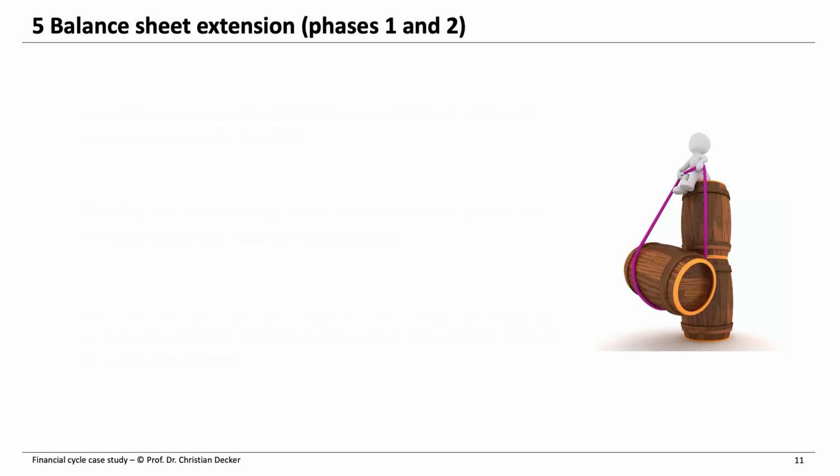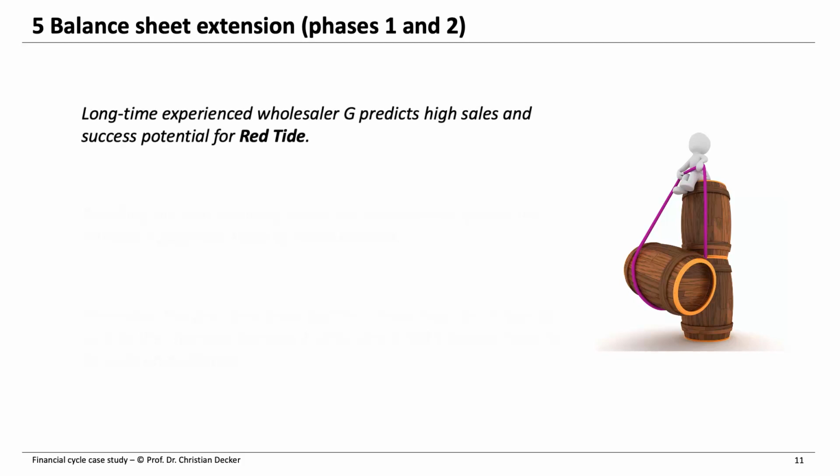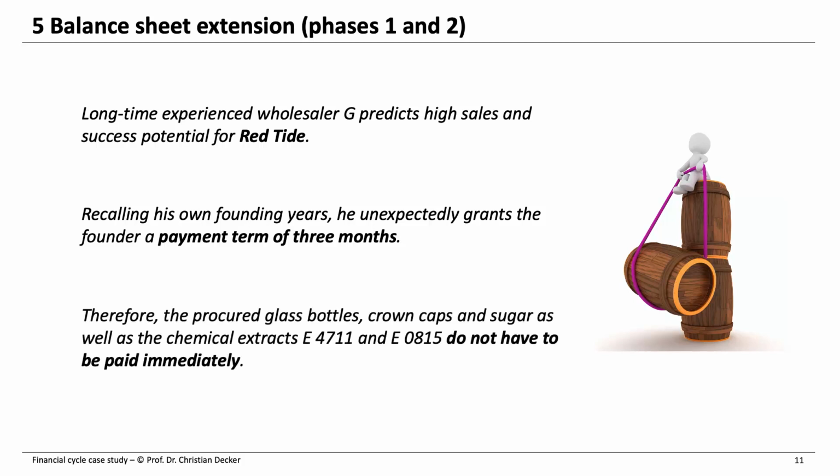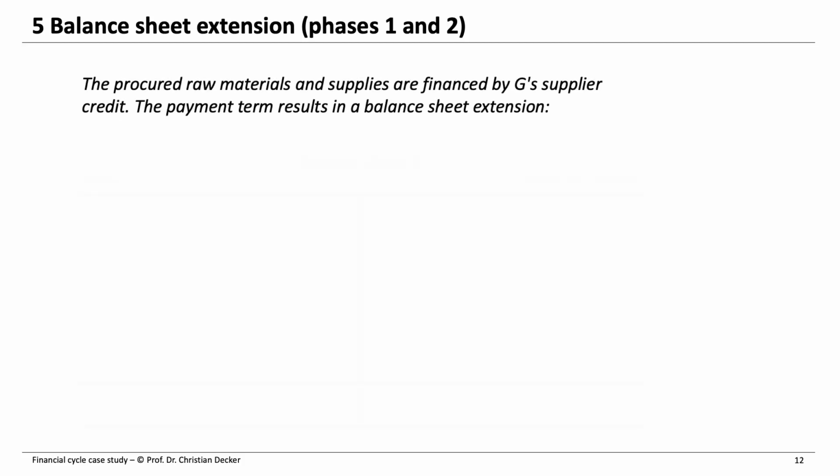Let us now look at the implementation in the case study. Long-time experienced wholesaler G predicts high sales and success potential for Red Tide. Recalling his own founding years, he unexpectedly grants the founder a payment term of 3 months. Therefore, the procured glass bottles, crown caps and sugar, as well as the chemical extracts E4711 and E0815 do not have to be paid immediately. The procured raw materials are financed by G's supplier credit. The payment terms result in a balance sheet extension.